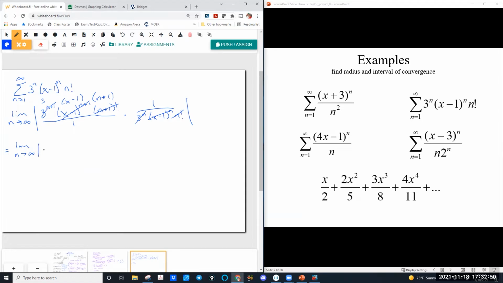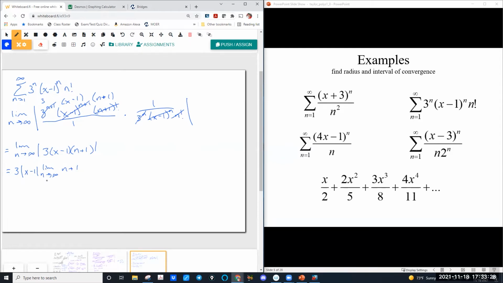So now we've got the absolute value of 3 times x minus 1, over n plus 1. This is all we're left with. The only thing that depends on n is the n plus 1. Oops, that should be an absolute value, sorry. The 3 is always going to be positive, you don't have to worry about that in an absolute value, but the x minus 1. The only reason we got out of the absolute value last time is because we had an x to the n plus 1. So this is a very straightforward limit.